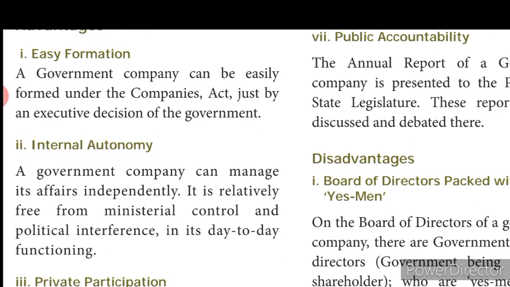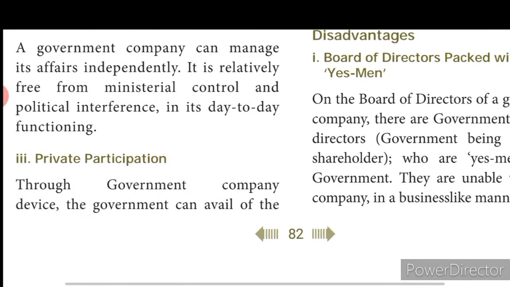Internal autonomy means a government company can manage its affairs independently. Affairs means day-to-day work. Okay, so it can manage its work independently, and it is relatively free from ministerial control. So no one is going to ask you. You're not answerable to the ministers, and even the political interference is not there. In its day-to-day functioning, you don't have any kind of interference.